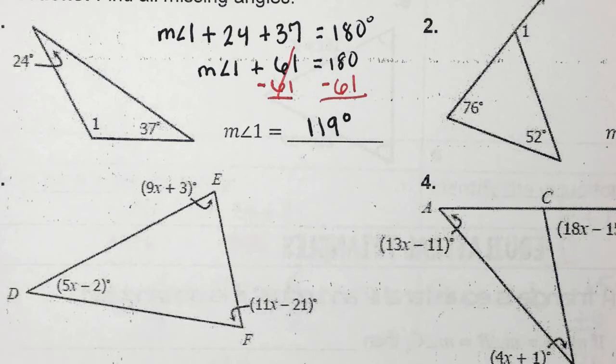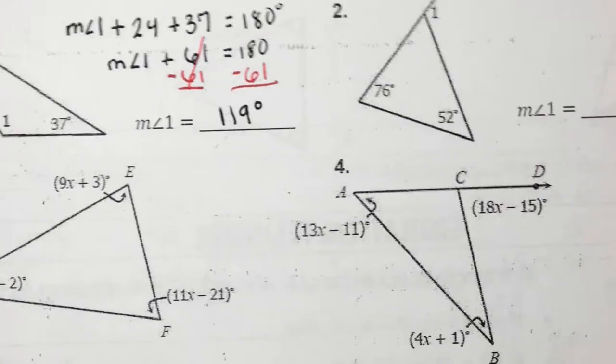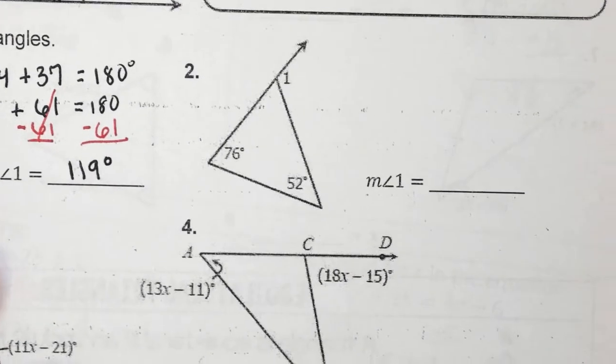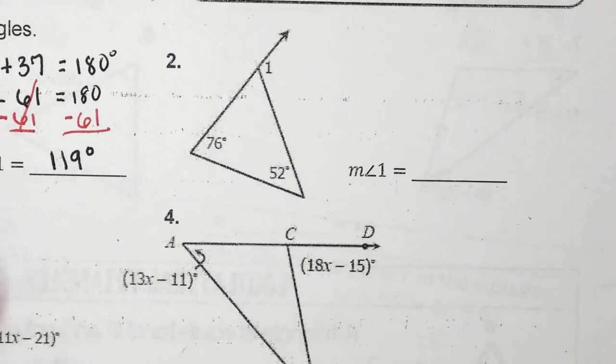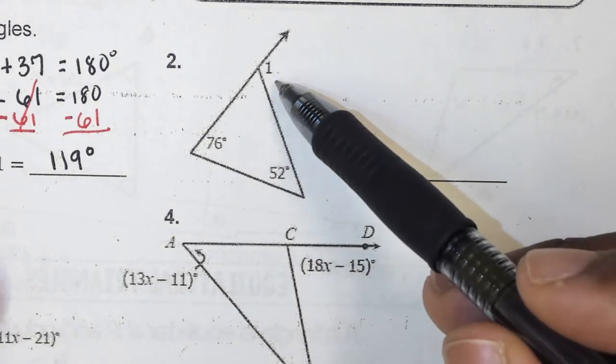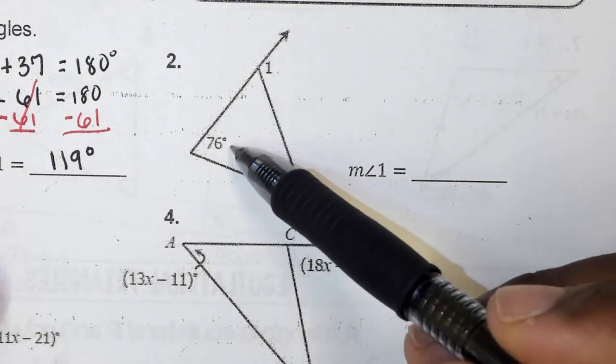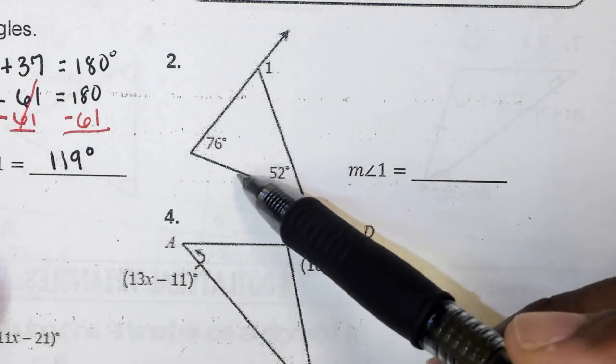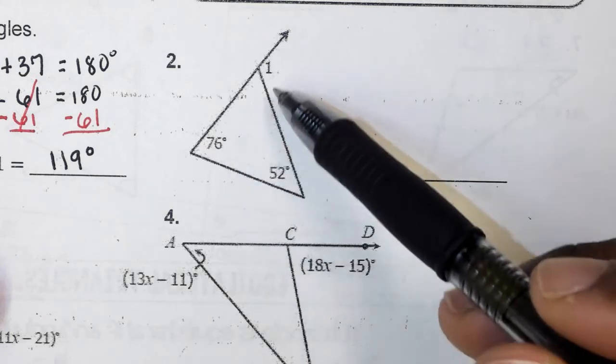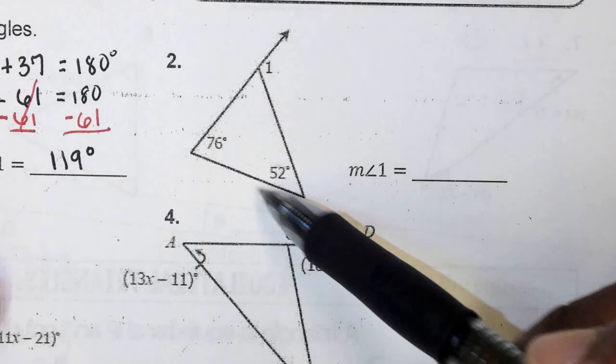So that's triangle angle sum using that one. The next one, just based on the way it's drawn, I can tell I'm going to have to use the exterior angle theorem, because they got an exterior angle here, and then they got two what they call non-adjacent interior angles, or they also call these remote interior angles. They're not adjacent to this one, but they're interior angles.